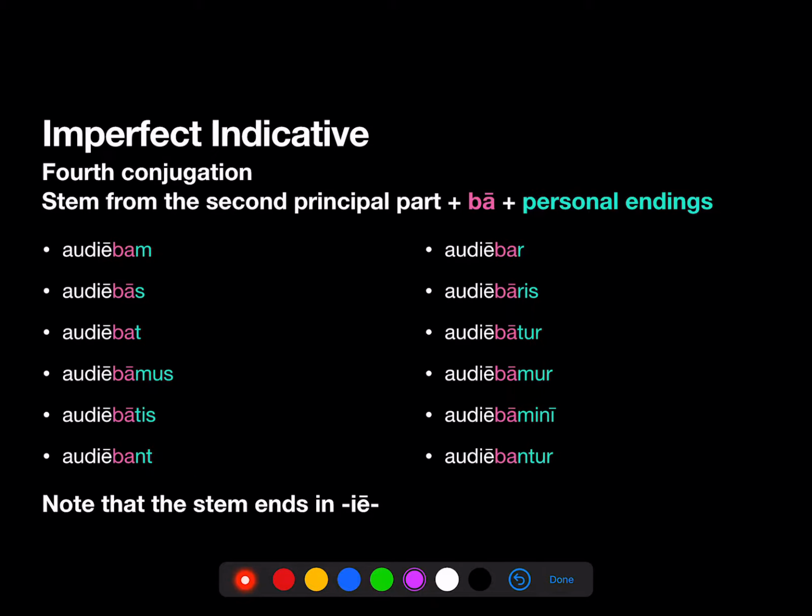Fourth conjugation. Now remember, the vowel of the fourth conjugation is long I. What happens in the imperfect is it turns to I long E. We add a long E, and then the I gets shortened. So audiebam, audiebas, audiebat.